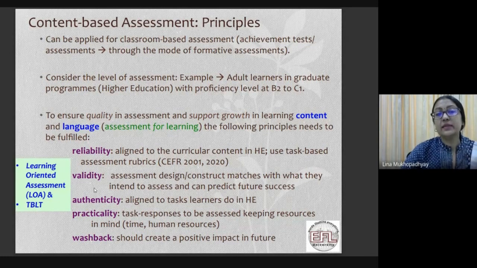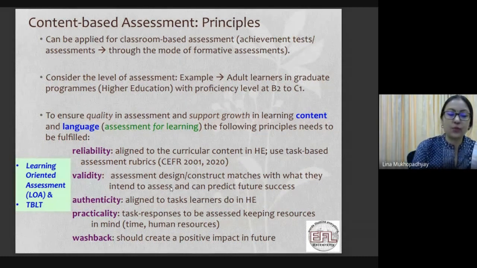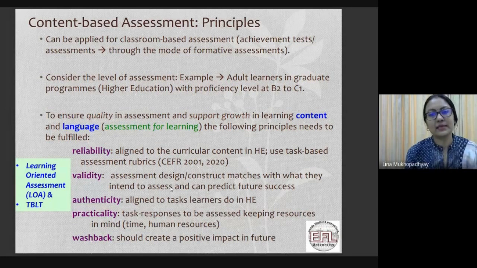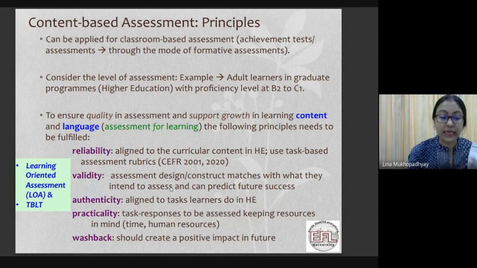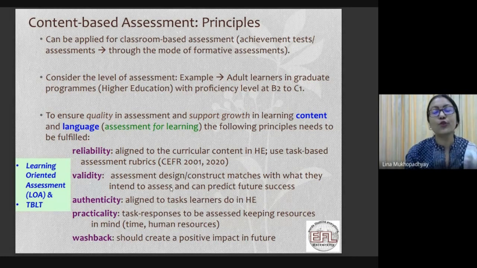Right. And then we need to look at the concept of validity, where we need to check that what I'm intending to assess, whether my assessment tool matches that or not. So if I'm intending to assess learners' ability to paraphrase texts, I should not be asking learners to write an email.